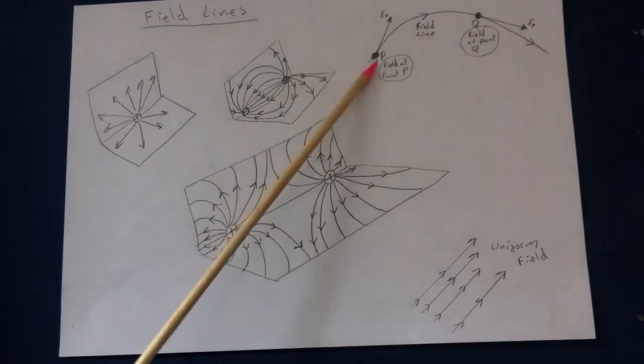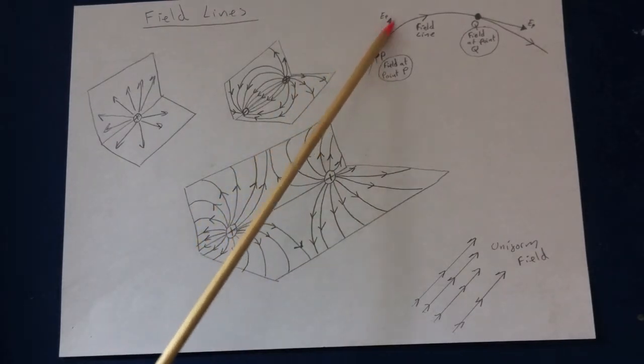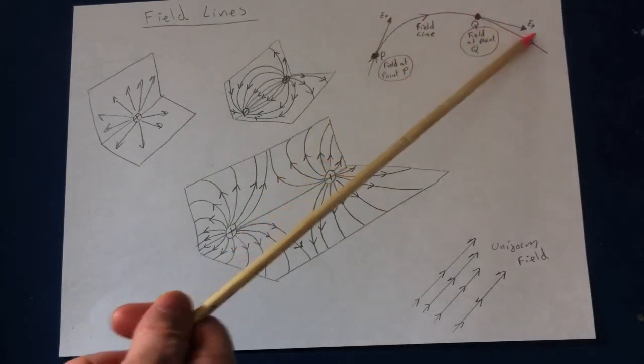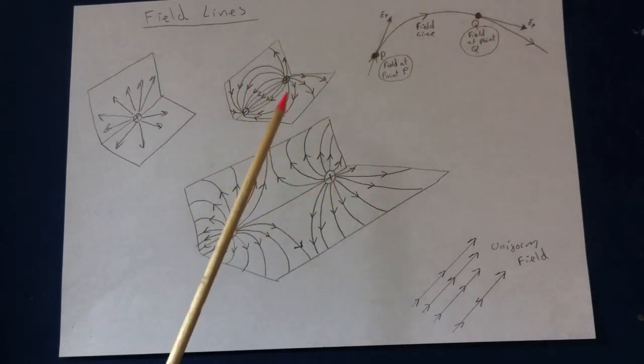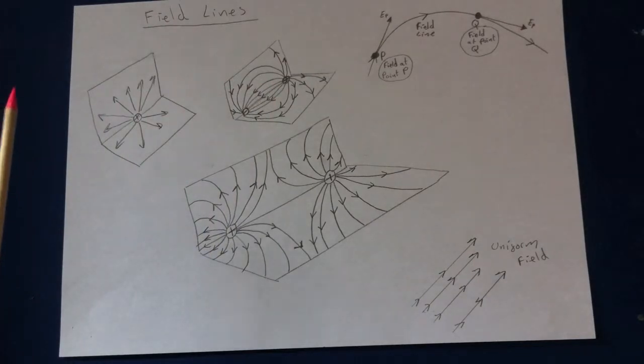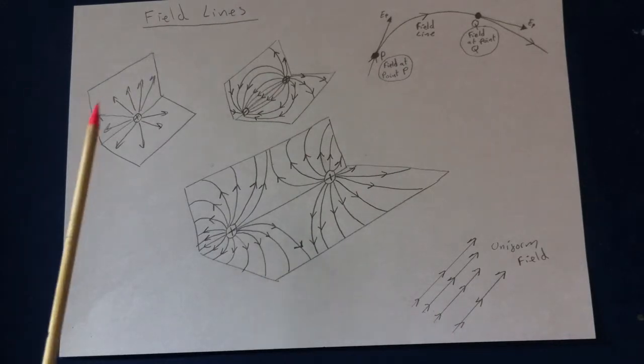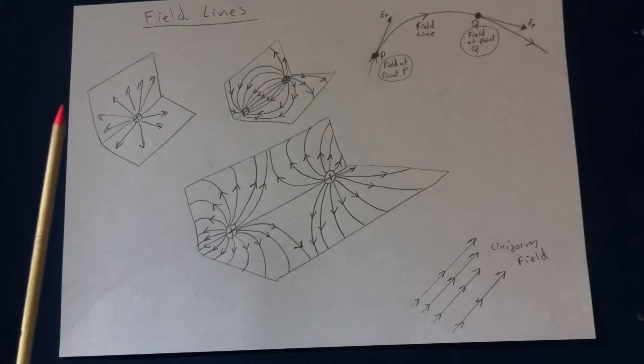So what we're saying is this vector, at this point, shows that the direction of the field is in this direction, okay? At this point it is in that direction. Their spacing gives a general indication of the magnitude of E at each point. Where the lines are bunched closely together, the electric field is strong. Where they are further apart, the electric field is weaker.